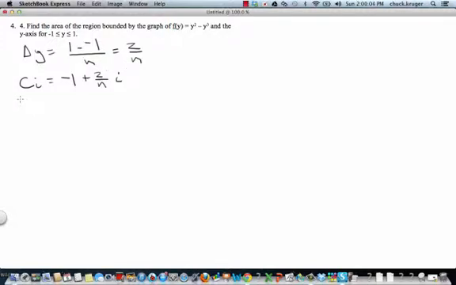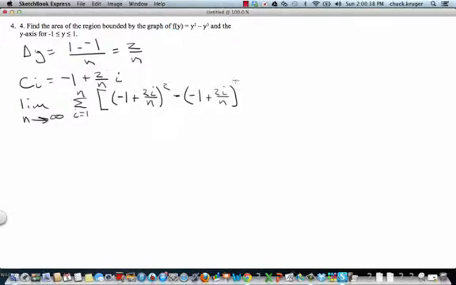And so now I'm going to take the limit as n goes to infinity of the summation of i equals 1 to n. And in my function, I'm going to have negative 1 plus 2i over n, that quantity squared, minus negative 1 plus 2i over n, that quantity cubed. So here's my y squared, here's my y cubed, times my delta y, which is 2 over n.